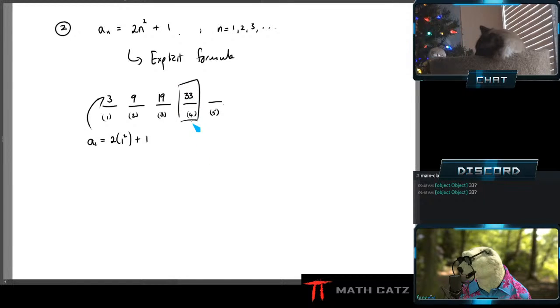33. Well, n is equal to 4. 4 squared is 16 times 2 is 32 plus 1 is 33. Perfect. And then you feel good when you get it right as well. And if you don't get it right, don't need to feel bad, but it's always the good thing, because then we have something we can fix before any sort of test happens. And then 5. 5 squared is 25 times 2 is 50, so 51.